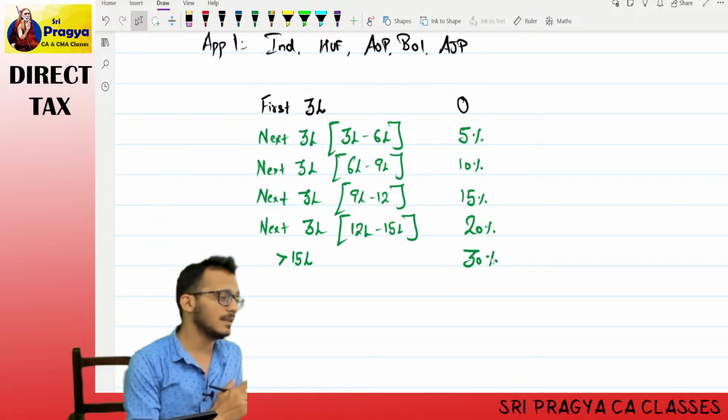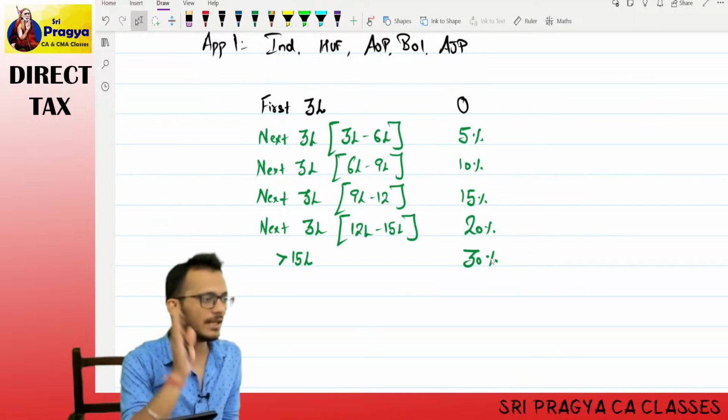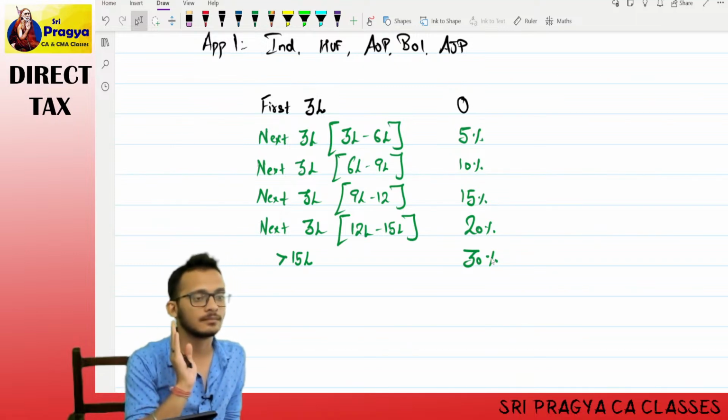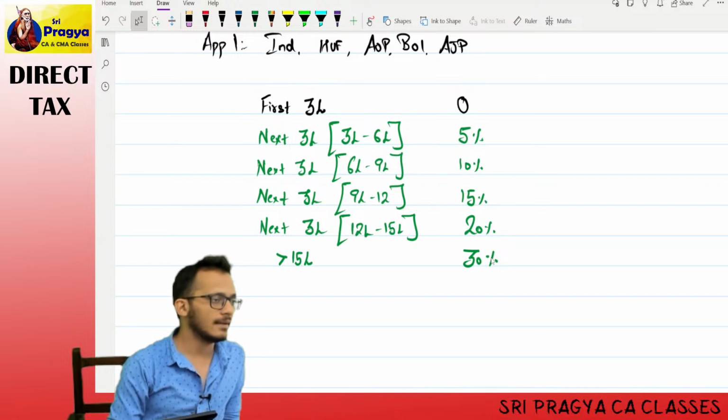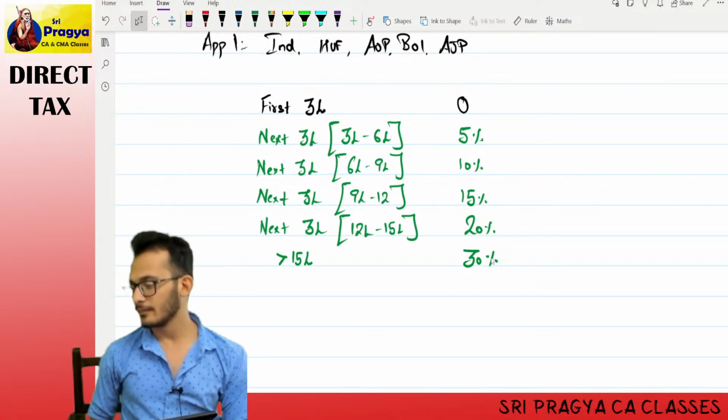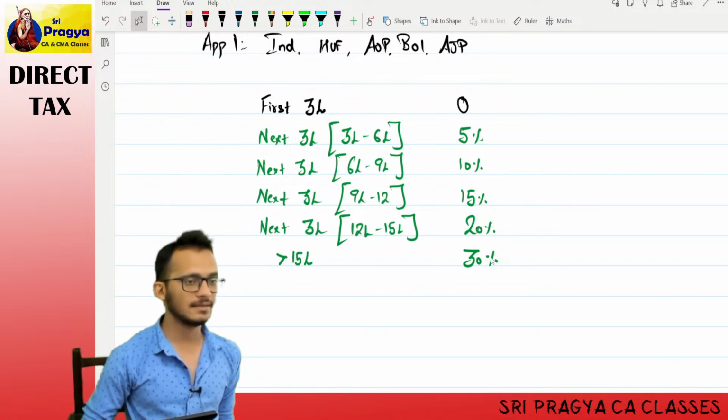Now this is the rate applicable for everyone, whether you are below 60, 60 to 80, resident or non-resident. Clear? Any doubts on this?